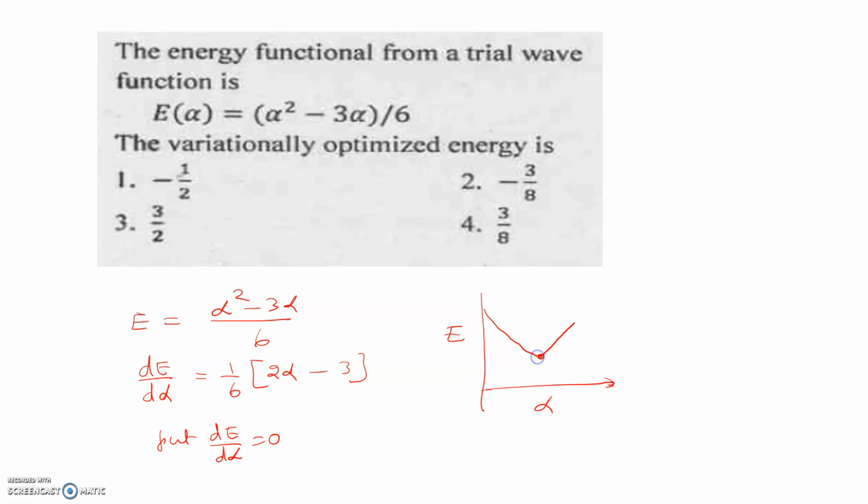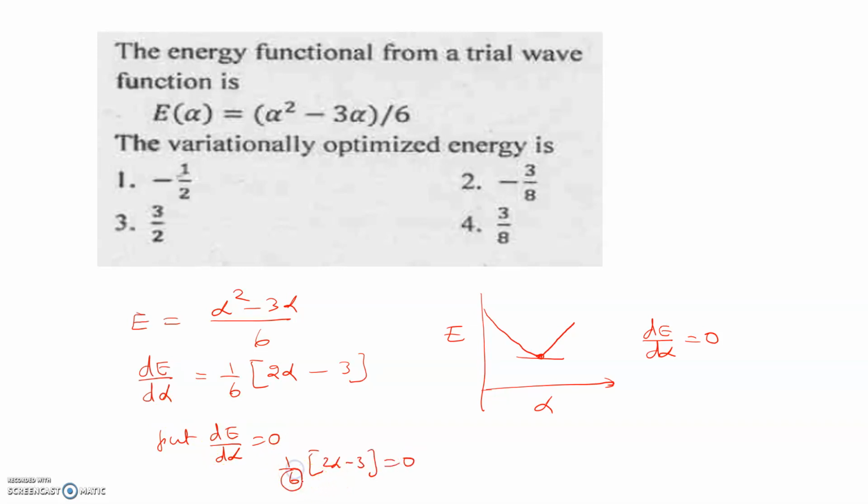So to find the minimum, what to do? Differentiate E with respect to alpha and put the value equal to 0, because at this point the slope is 0, right? Now if you use this idea, put d by d alpha equal to 0, therefore 1 by 6 into 2 alpha minus 3 equal to 0.